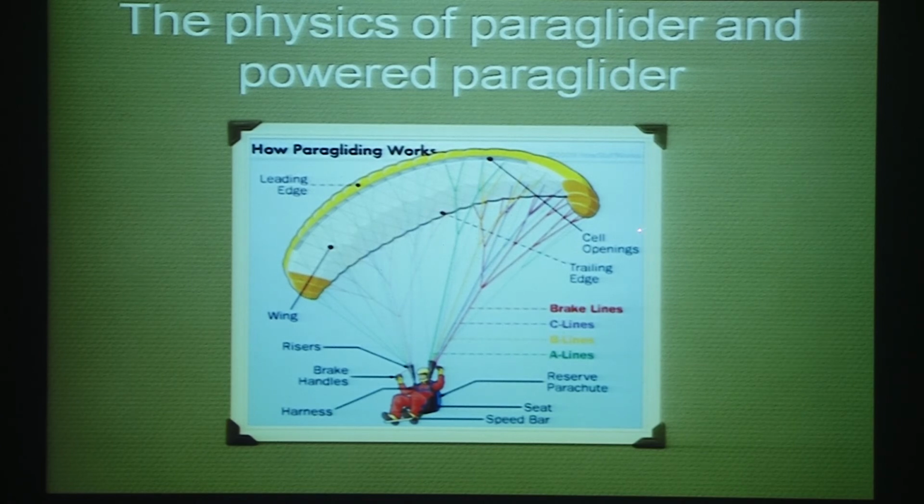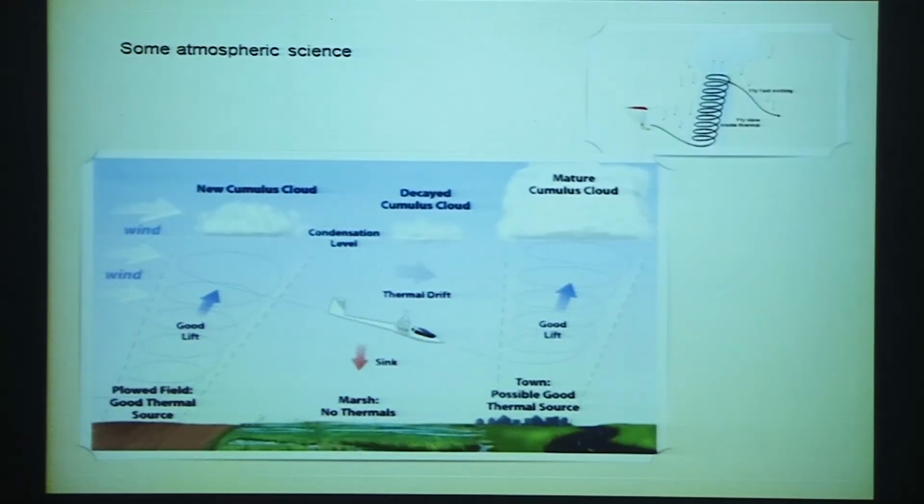You can also turn it. If you pull these lines, this tip will be lowered. It's like wing warping, or wing twisting. You twist one tip, you get a drag on one side, and you turn. You can maneuver it. It can be controlled.